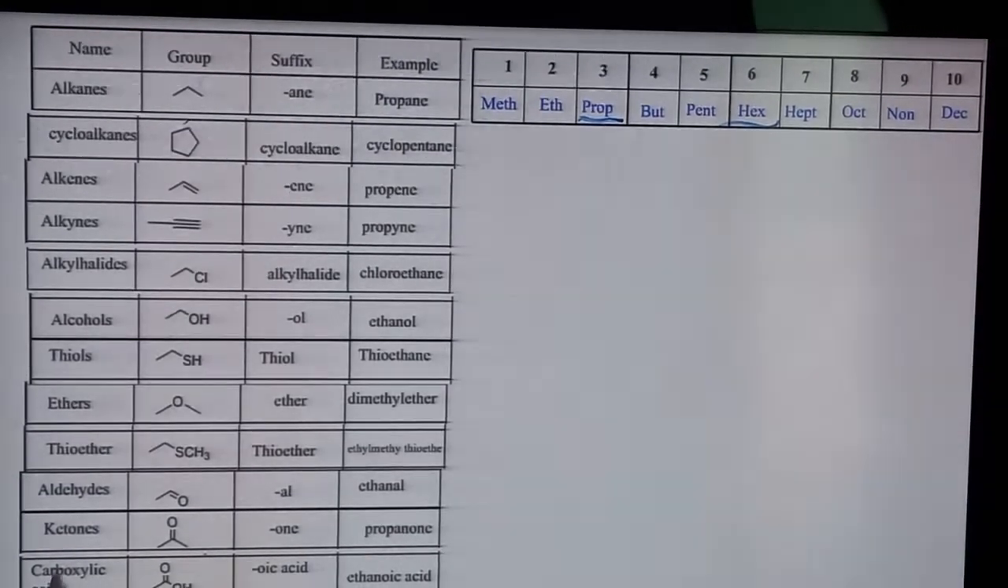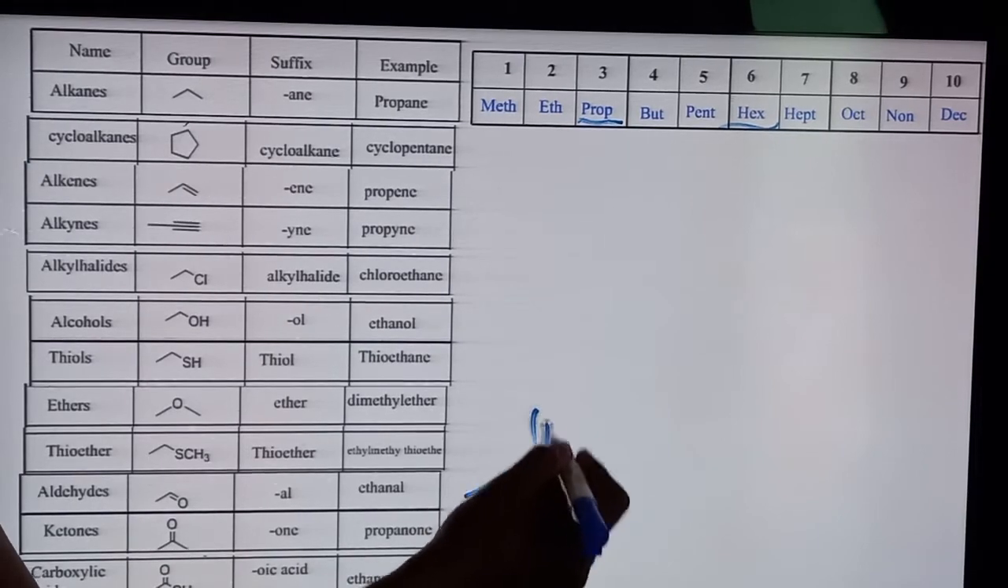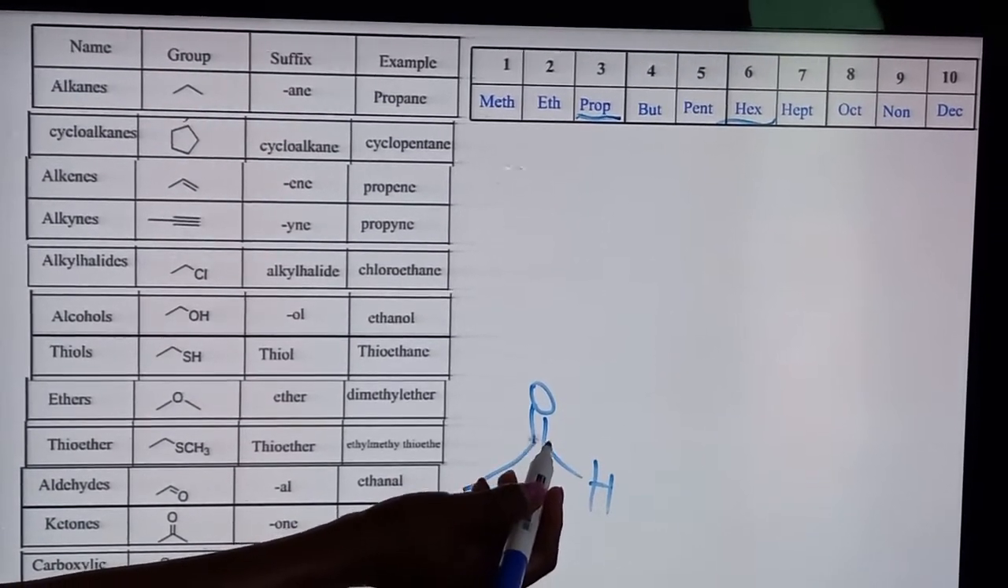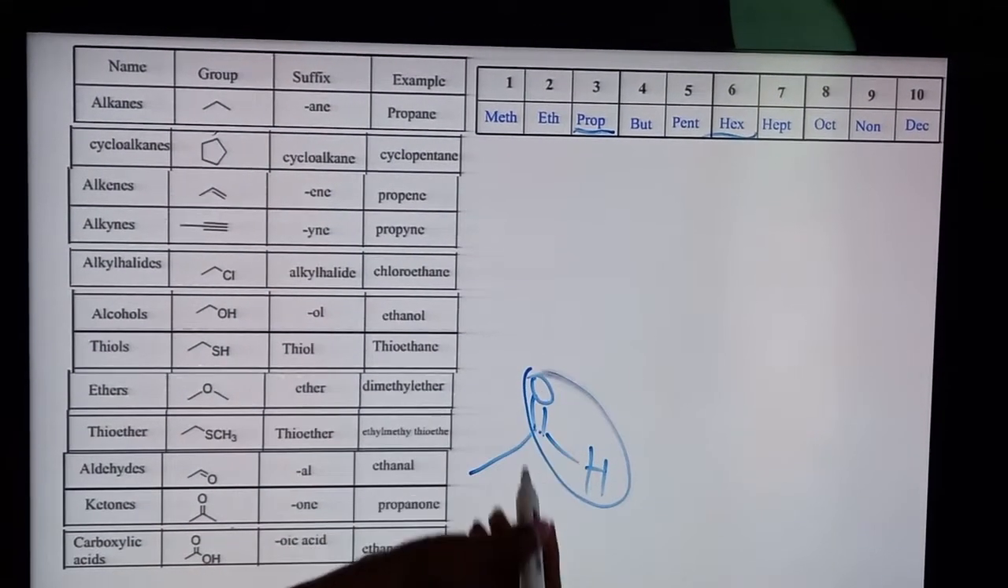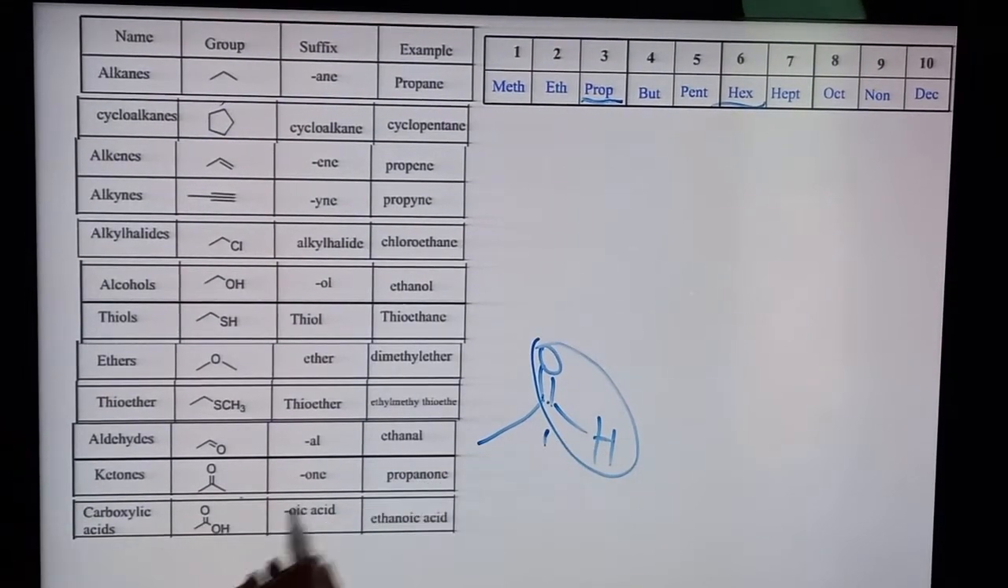We have other functional groups like aldehydes. Aldehydes are any group of compounds with this functional group, and it's usually terminal. Carbon double bond O, and a hydrogen. They are always terminal, so these are called aldehydes, and they always take priority number 1 because they're terminal.